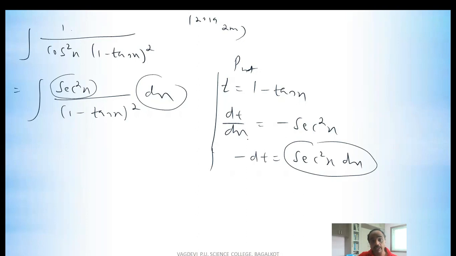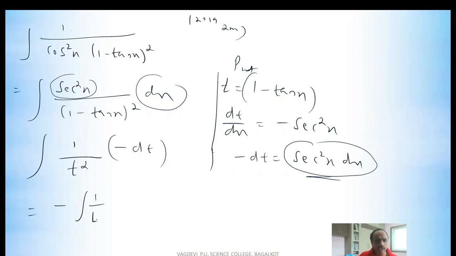Yes, observe keenly. Sec square x dx. Here also sec square x dx. So sec square x into dx together is only minus dt. That whole expression is minus dt. And 1 divided by 1 minus tan x whole square: 1 minus tan x is taken as t, but the square is there, so 1 by t square. Take the minus outside, so integration of 1 by t square.